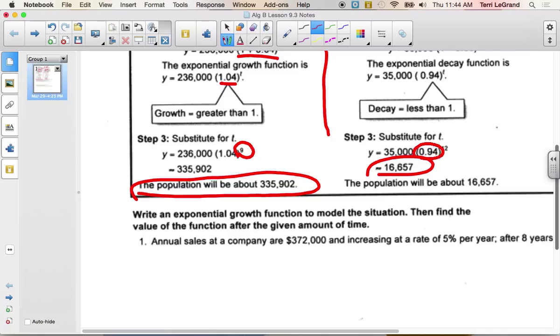And notice something about the B value. Where is it? What is that B value? Is it greater than 1? No. It's between 0 and 1.